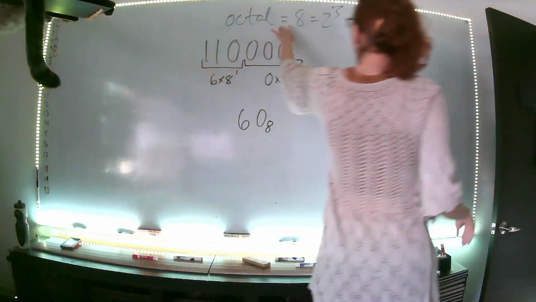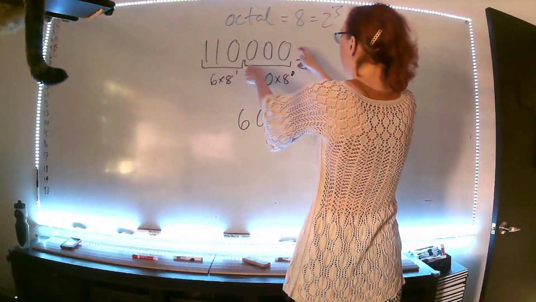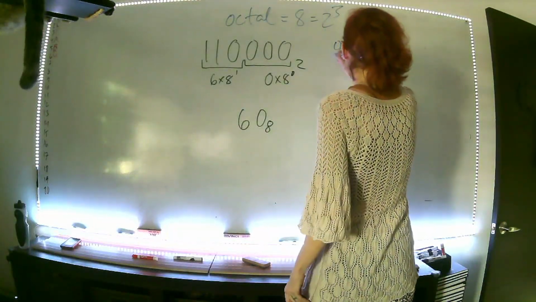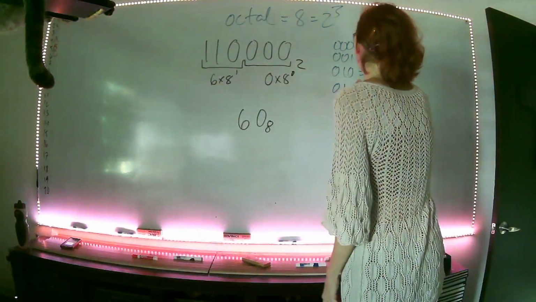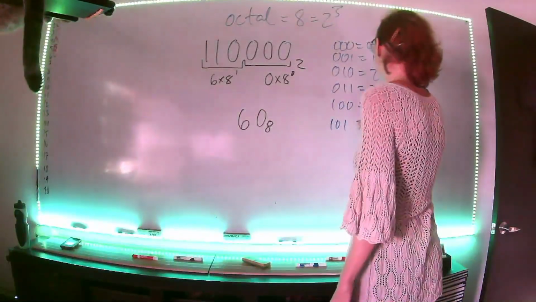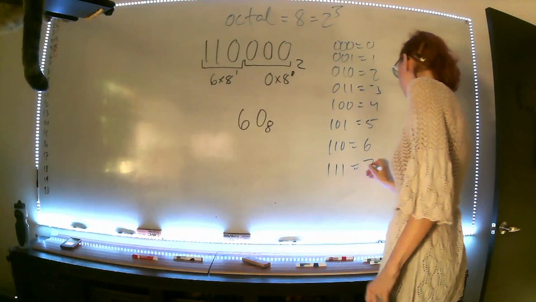So when you're doing octal, you take triplets of bits and independently interpret them. 000 is always going to be a 0. 001 is going to be a 1. 010 is going to be a 2. 011 is going to be a 3. 100 is going to be a 4. 101 is going to be a 5. 110 is going to be a 6. 111 is going to be a 7.